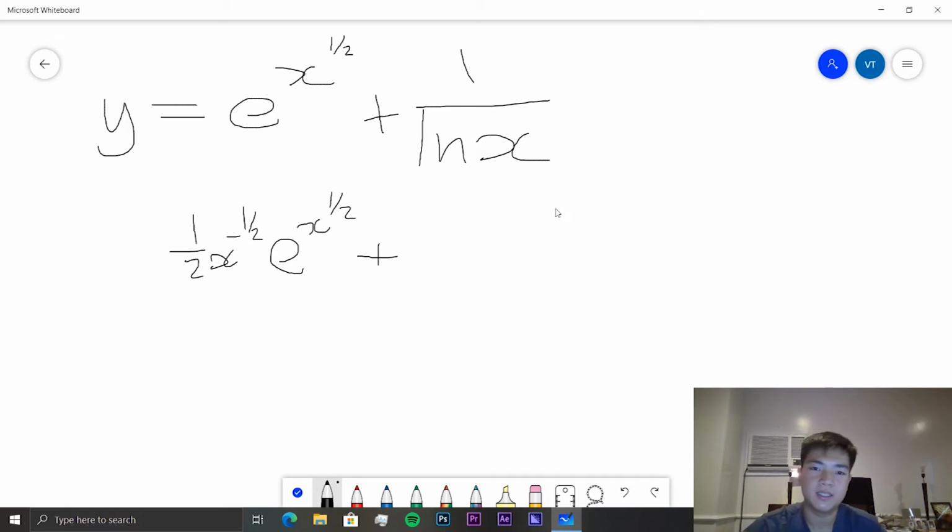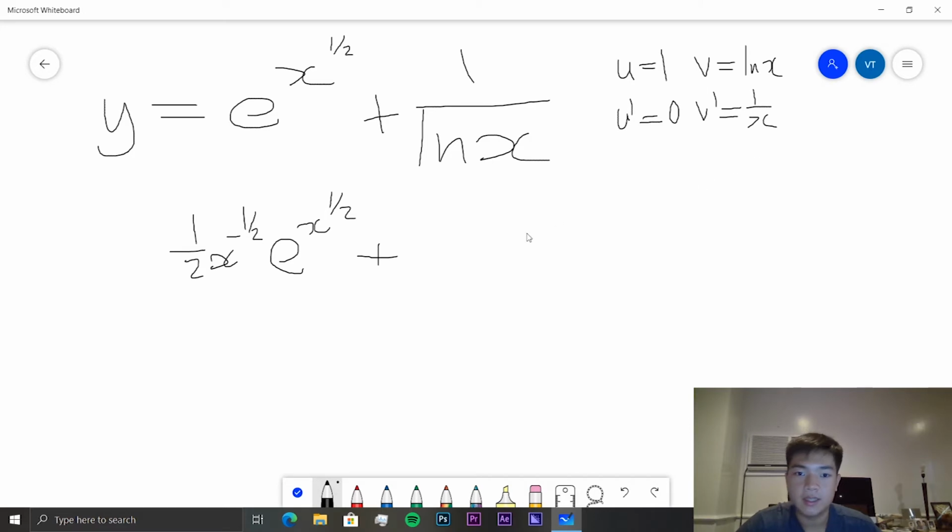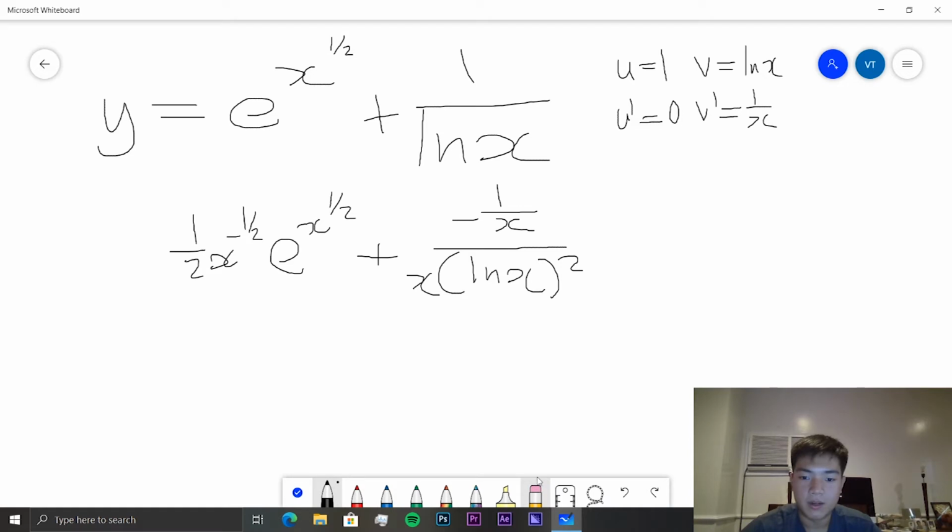I guess we can just do this pretty straightforwardly using the quotient rule. So if we have u is equal to 1, u prime is equal to 0, v is equal to ln x, v prime is equal to 1 over x, then we get vu prime, so 0, minus uv prime, so minus 1 over x, all over v squared, ln x squared. So we have really negative 1 over x times ln x squared. Yeah, so this should be the answer.